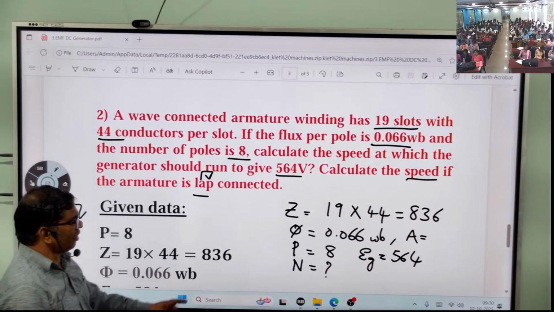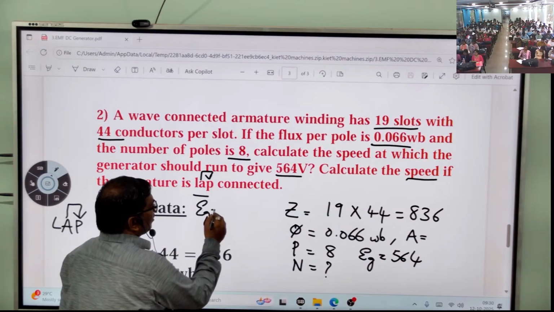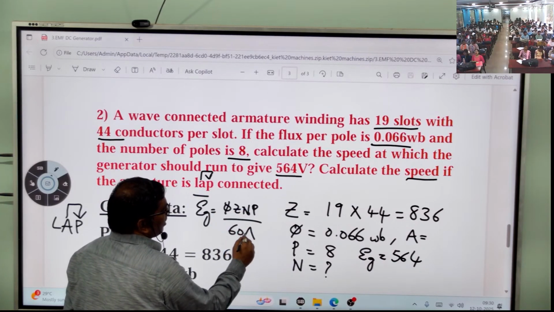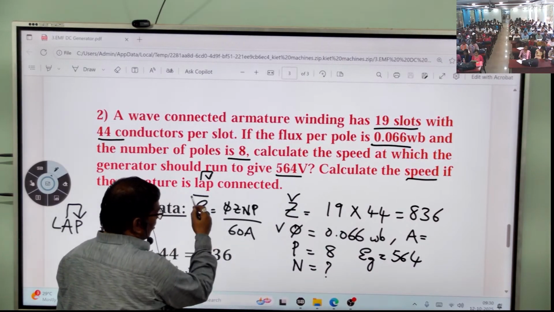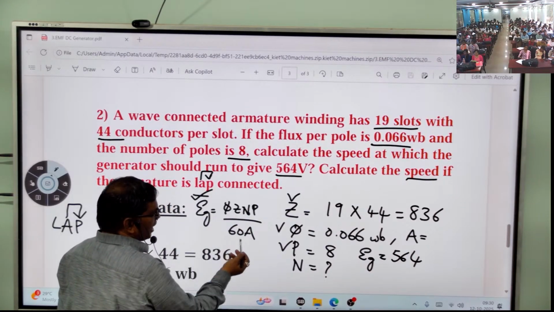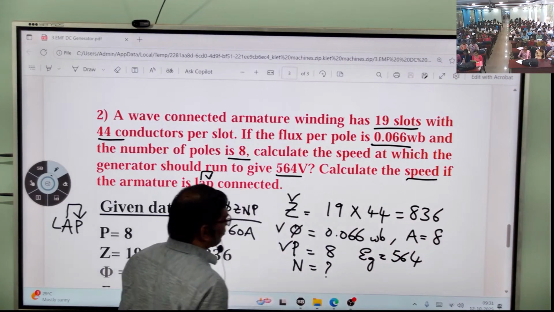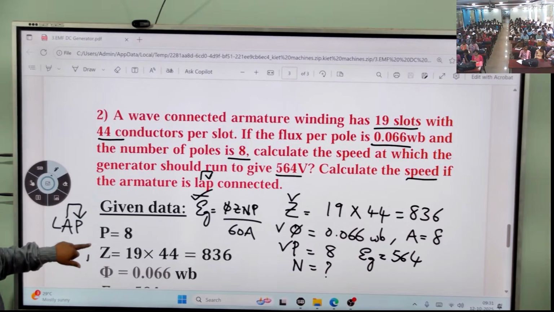So everything is available. What is the formula? Eg is equal to pi Z N P by 60 A. Pi is available, Z is available, Eg is available, P is available, and we need N. A is P, and P is nothing but 8, so A is also 8. Write down the formula and substitute the values from the question. You will get the answer for the speed.